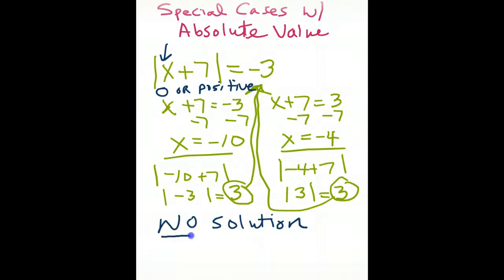I am perfectly happy with you writing no solution as long as you can say why. You can even say something like, it's no solution because an absolute value can never equal a negative, which is what it's asking me to do. So that's the case for that one. Let me show you an absolute value question.